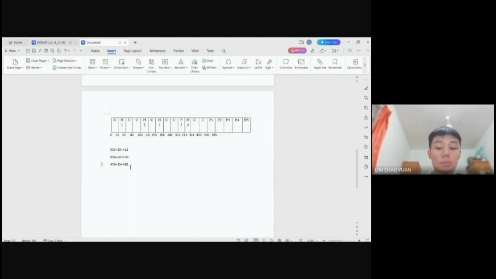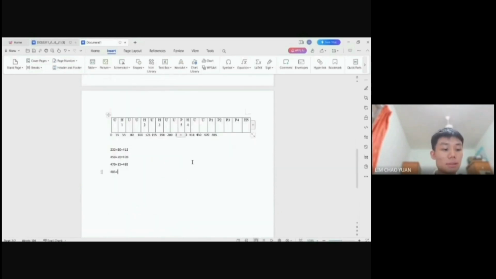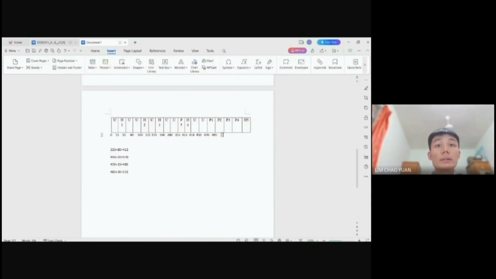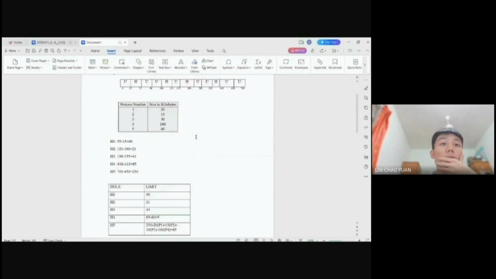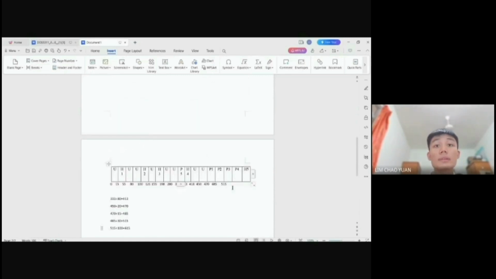Okay, the P3 value. So we take again the 485 plus the P3 value. The P3 value is 13, plus the 13, so 515. So we take again 515. The P4 value is 100. So we put again 515, and we plus again the 100. 615.